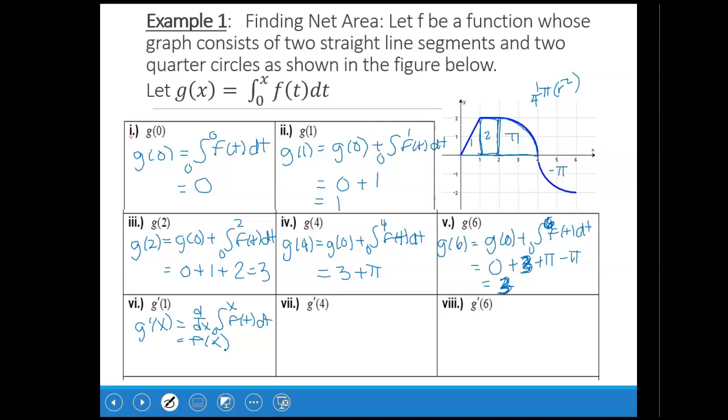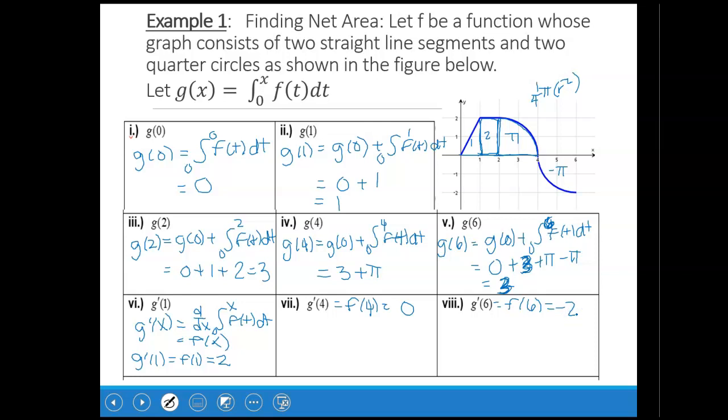So that means g prime of 1 is like f of 1. g prime of 4 would thus be equal to f of 4, which is 0. G prime of 6 would be f of 6, which is negative 2.